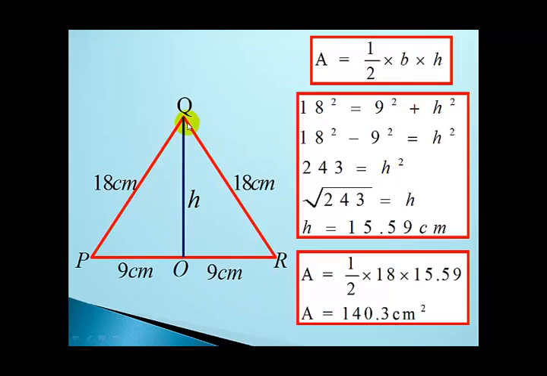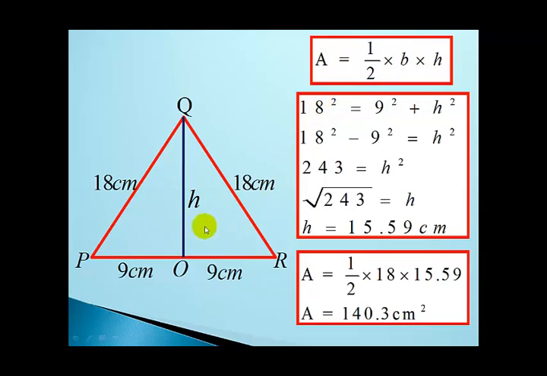Now, considering the equilateral triangle, we draw a straight line from Q to O. What we are going to do is search for the height. When the height is known, we can find the area, because the area of the triangle is half the base times the height. So how do you find the height?